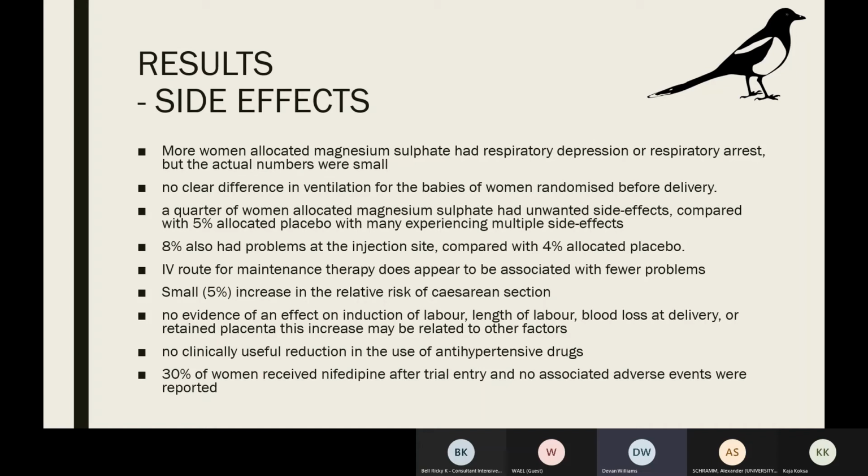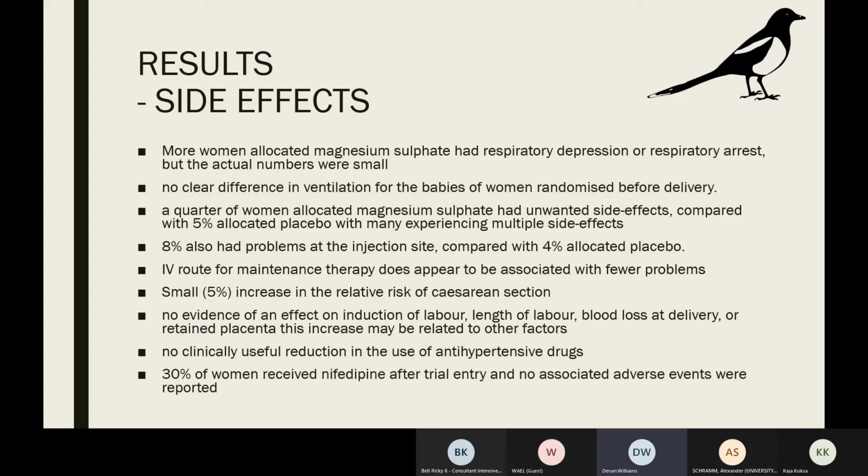The other side of things was the side effect profile. I haven't gone into this as much as the rest, but I think it is quite important. At the time, there were a lot of questions about respiratory depression, and although they did find that more women with magnesium had respiratory depression, the actual numbers were still very, very small, so they weren't too concerned about that. There was no difference in ventilation for the babies of those women with magnesium compared to those without, so there was no increased requirement for ventilatory support.